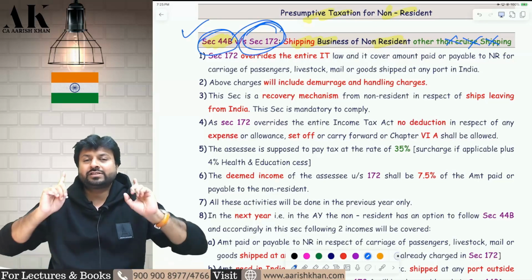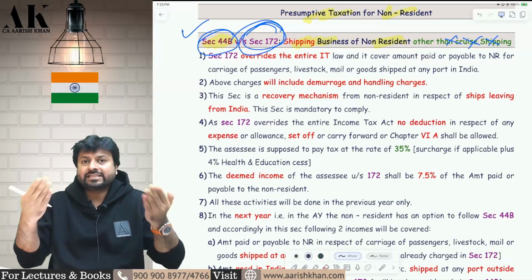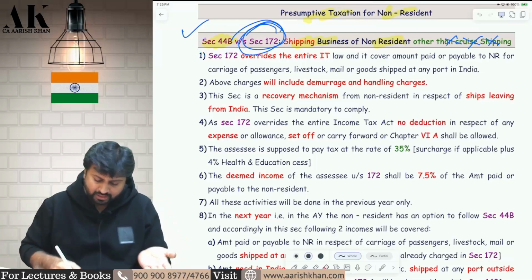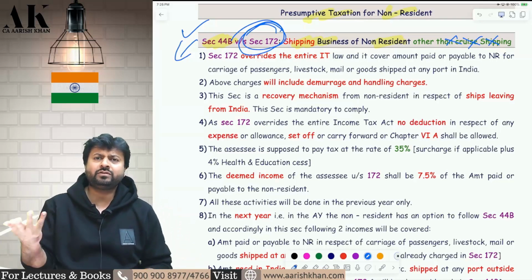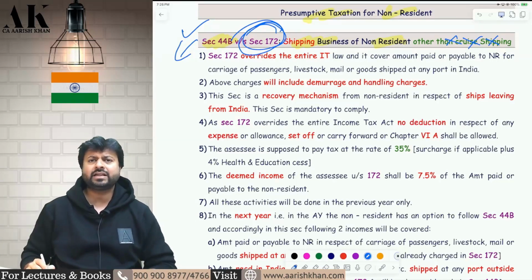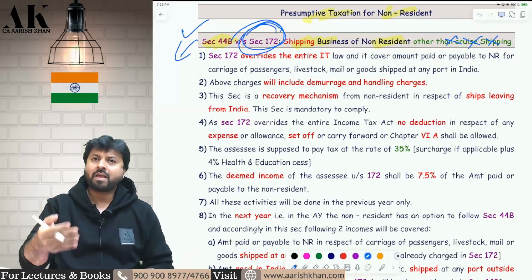Don't worry about it. So section 172 is a recovery section which is applied in the previous year, and in the assessment year 44B is an optional section. If you want to come, come. If you don't want to come, don't come. The department will be happy with that. Even if you don't come, the department has already taken 35% tax from you without any deduction. But if you come, it is beneficial for you. File the return and claim your refund.